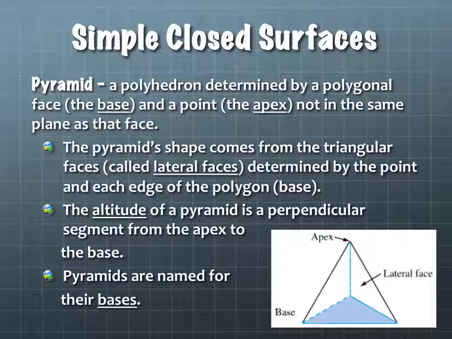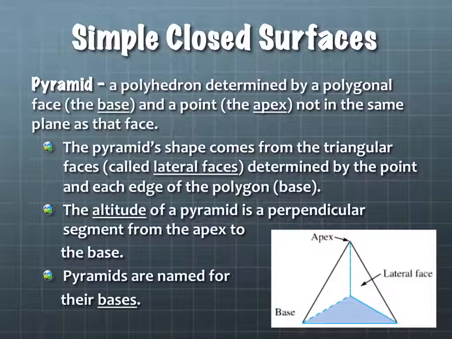The pyramid's shape comes from the triangular faces called lateral faces, determined by the point at the top and the edge of the polygon. The altitude of the pyramid is a perpendicular segment from the apex to the base, and I'll draw that in a minute, and pyramids are named for their bases.